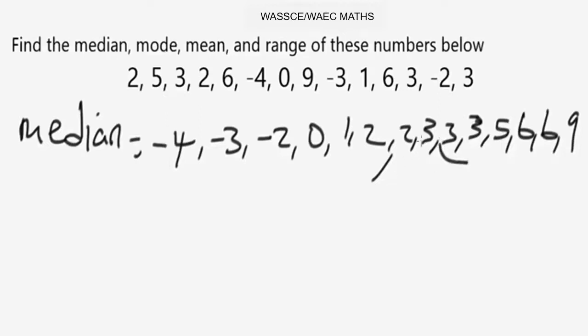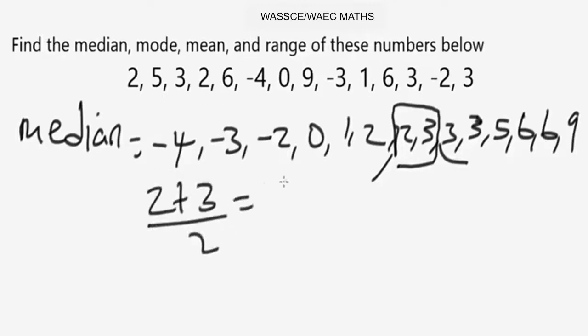Let's stop here. As you can see, we have 2 middle numbers here. Now to get the median, it will be 2 plus 3 over 2, which is 5 over 2, which is the same thing as 2.5. So the median is 2.5.